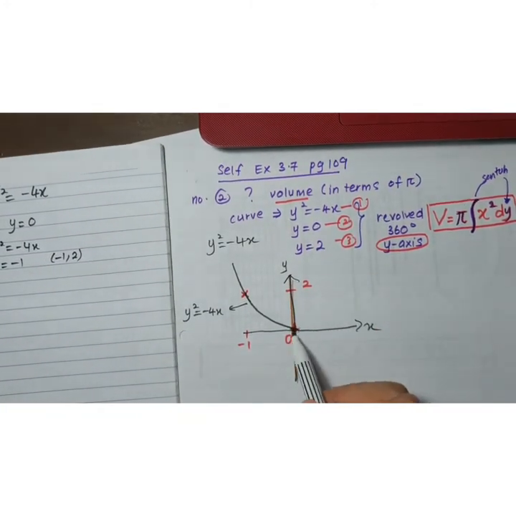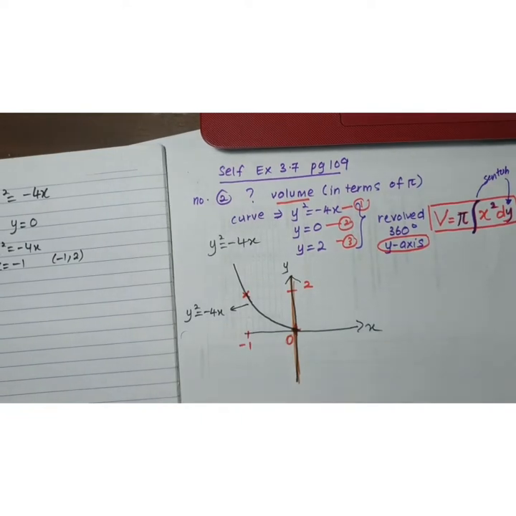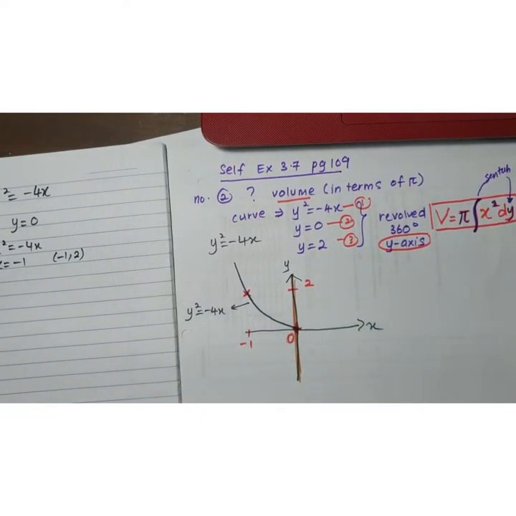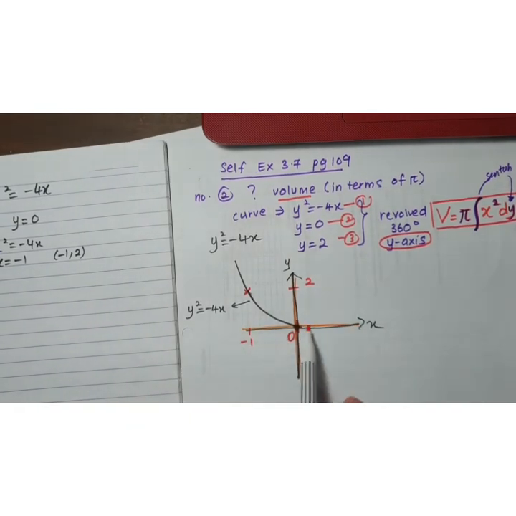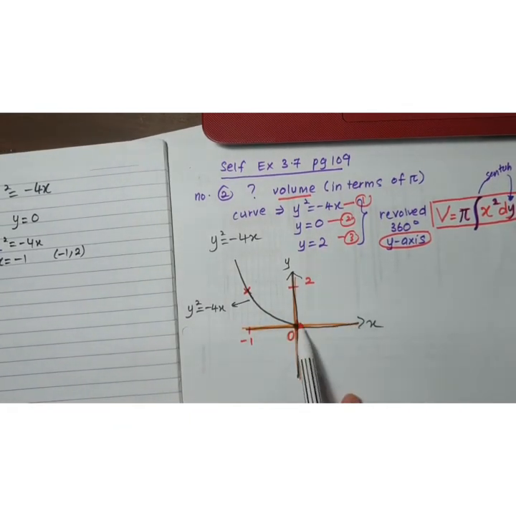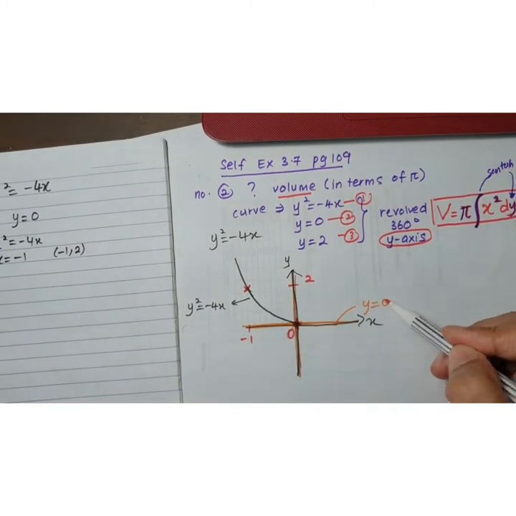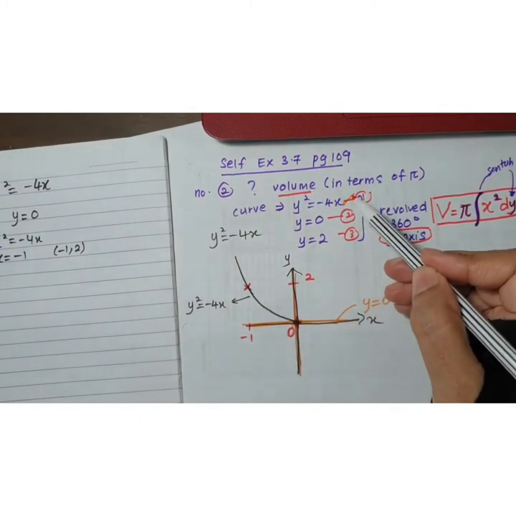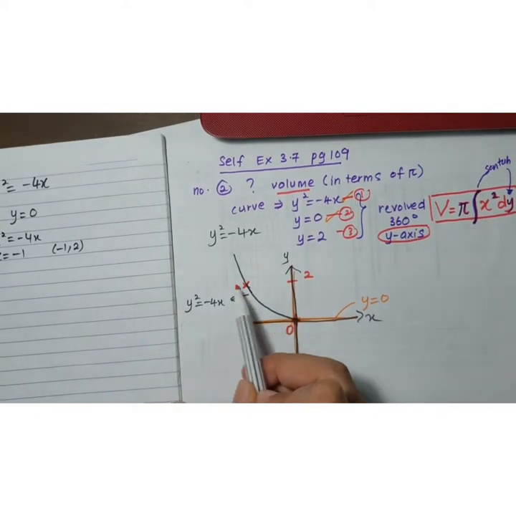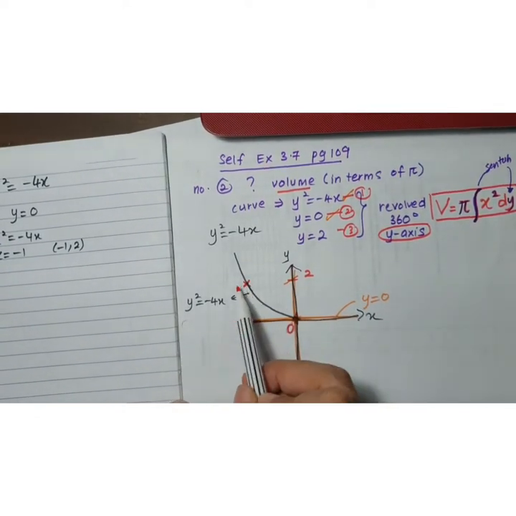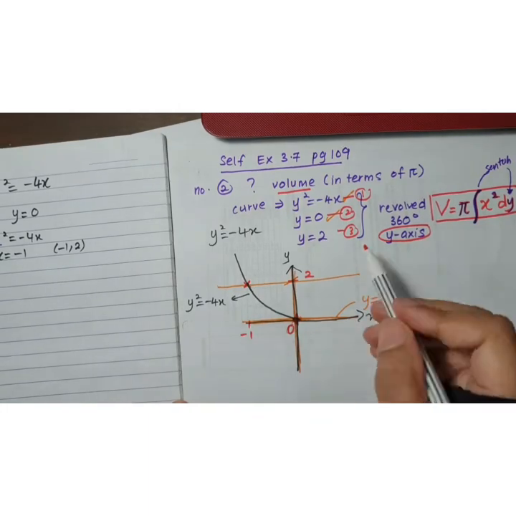Okay, y equals 0, 0 is here. So when you have the line y equals 0, it means the line touches the y-axis at 0. So this is the line y equals 0. Next, y equals 2, of course, 2 is here. So y equals 2 is this line.